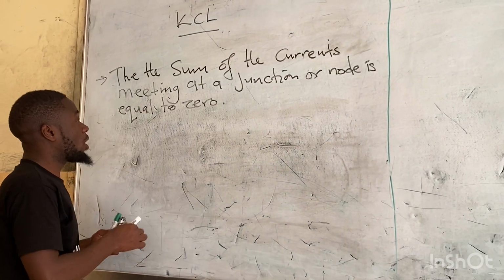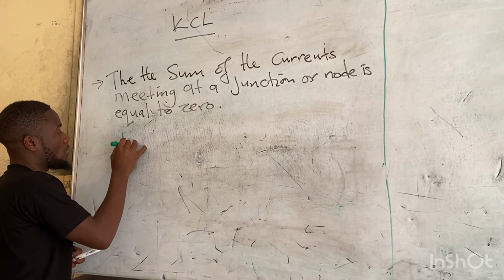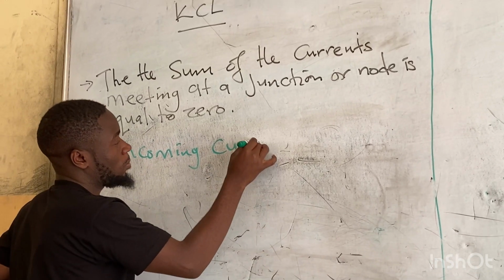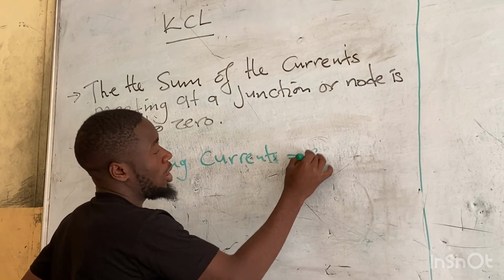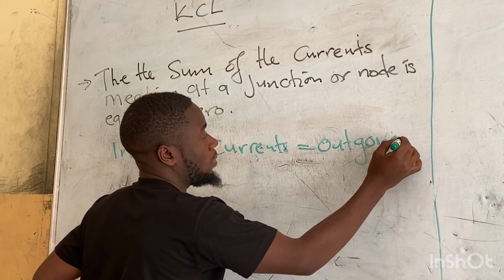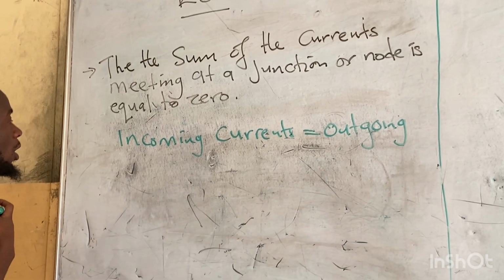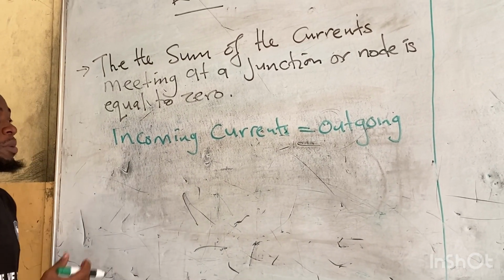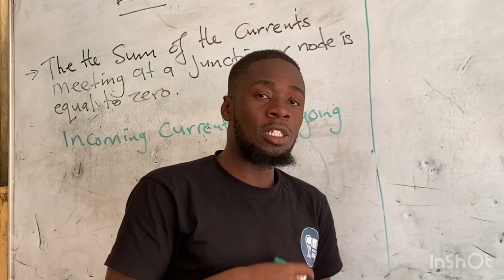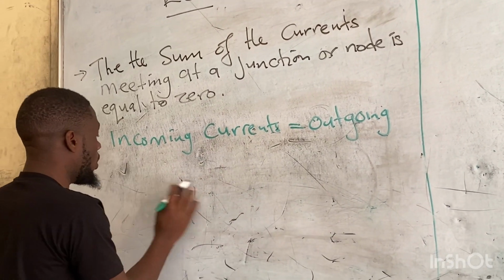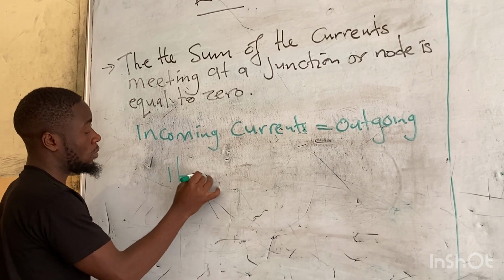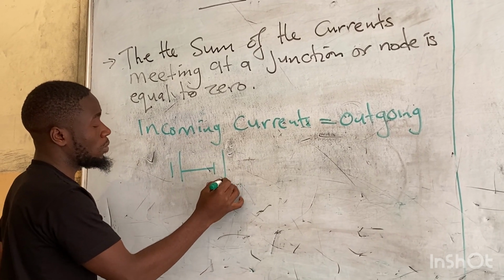So incoming currents is equal to outgoing current. In simple terms, it means incoming currents are equal to the outgoing currents. That's what we mean. And again, there are certain things that we need to understand here.